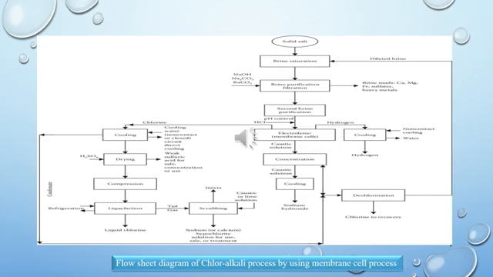Now what will happen to the chlorine and hydrogen? The hydrogen will be separated, cooled down, and used for different purposes. Similarly, the chlorine is separated, cooled down, dried, compressed and used for different purposes. So students, this was the explanation of the flow sheet diagram of the chloralkali process through the membrane cell process.